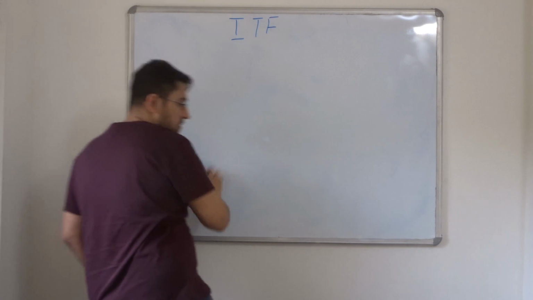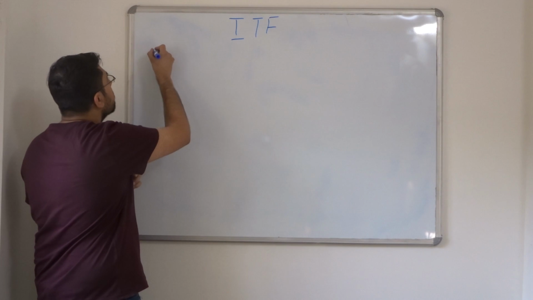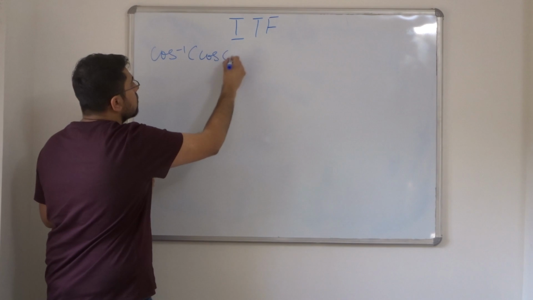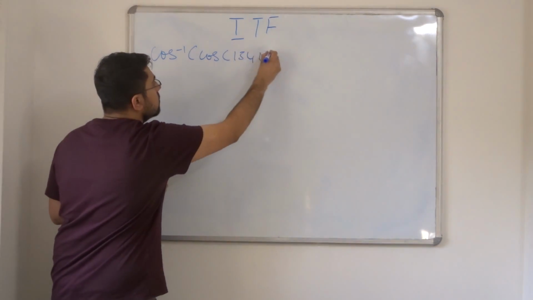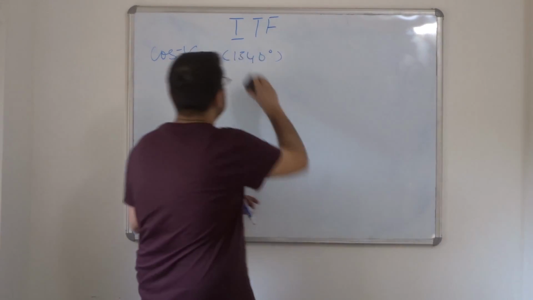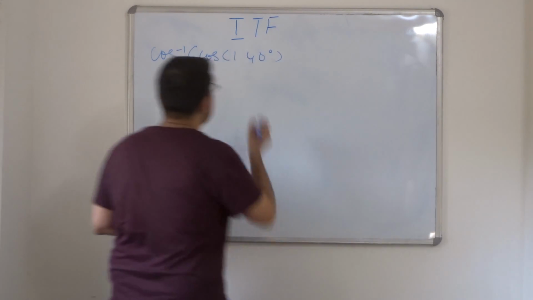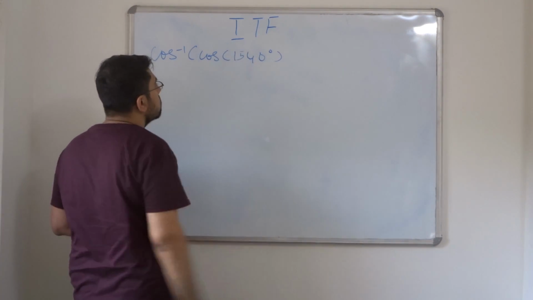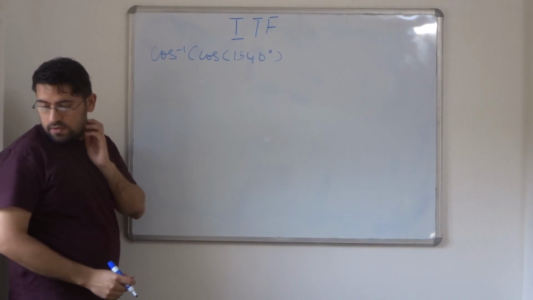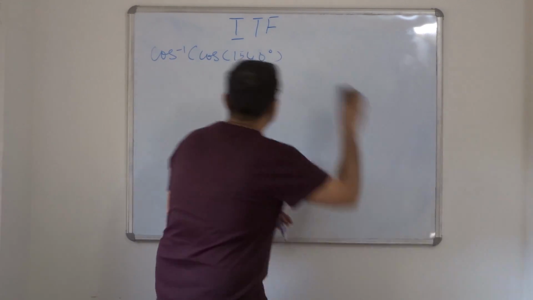Next question is a bit scary. Okay, it is cos, cos 1540 degrees. Okay, so that looks more like 1340, so it's 1540. Yes, 1540. Okay, let me just write it again.